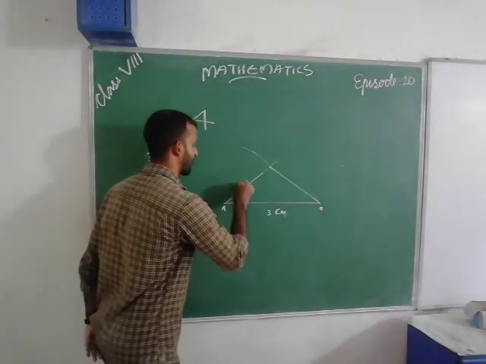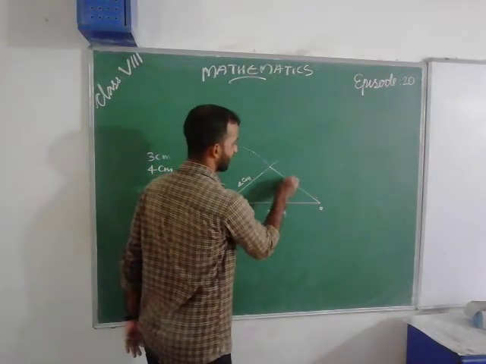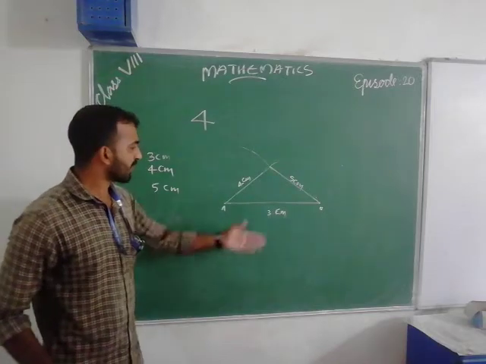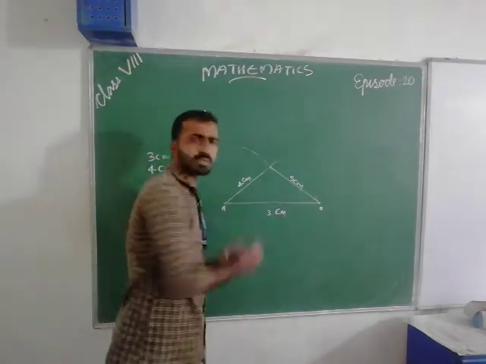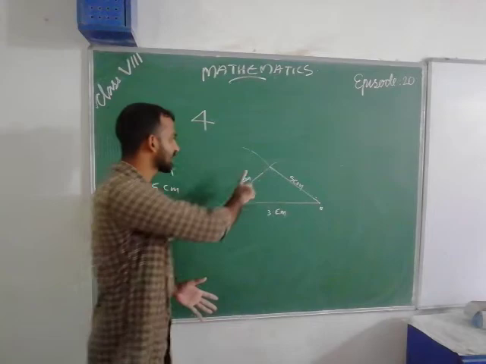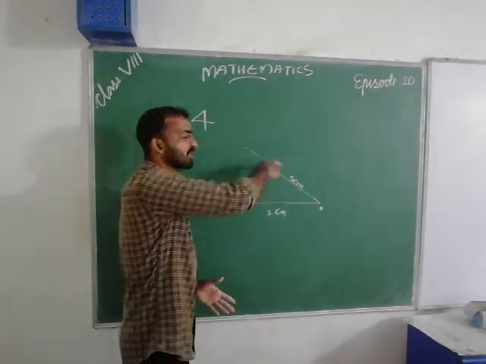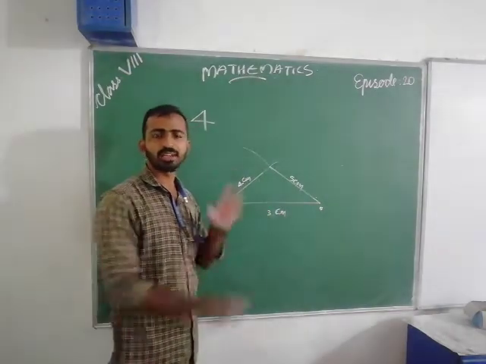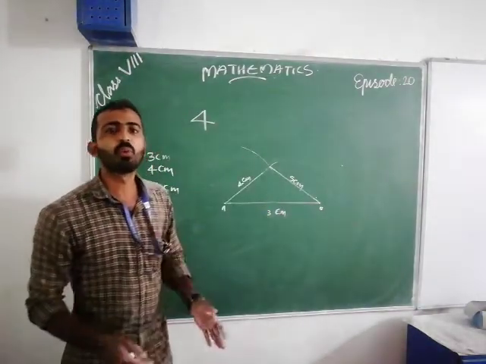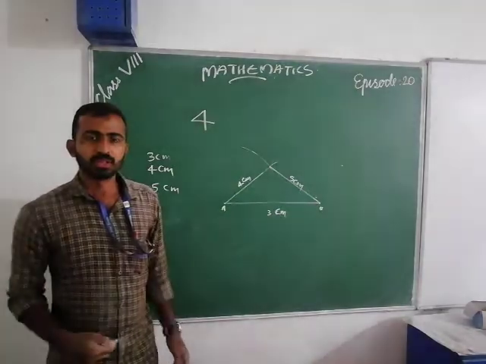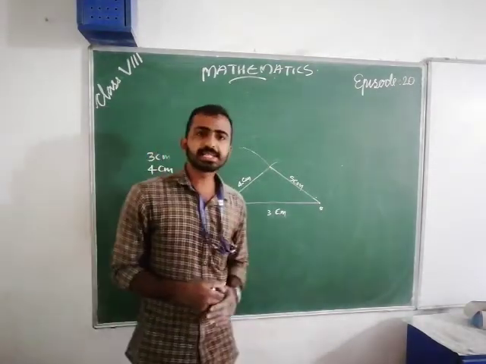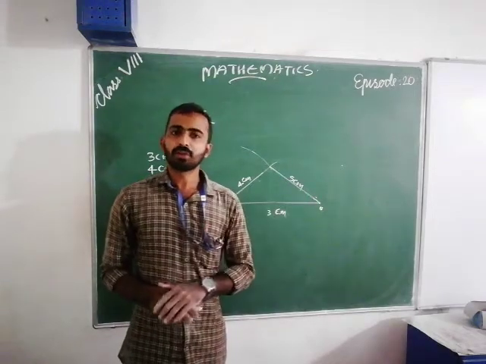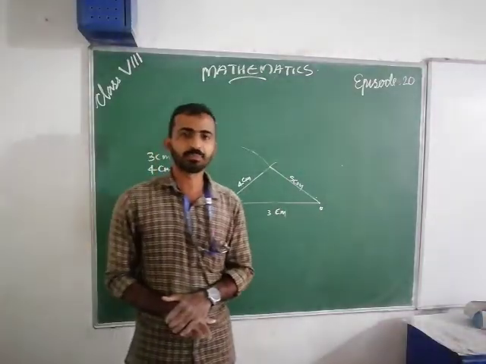This is 4 centimeter. This is 5 centimeter. You can interchange the sides. You can draw 5 centimeter and take 3 centimeter arc and 4 centimeter arc. Also, you can draw 4 centimeter and the arcs are 5 or 3. This is the measurement of how to draw a triangle.